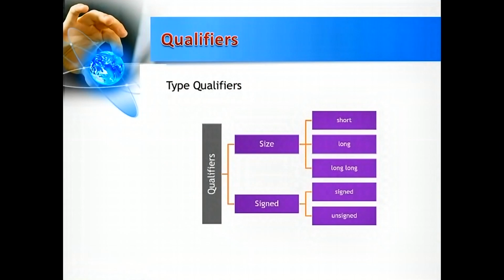Next is qualifier. Qualifiers are measured in two different ways. According to size, there are three types of qualifier: short, long and long long. Short is used for a small range of data, long is for greater than short, and long long is for greater than long data. Sign describes the sign of the data, that means negative or positive. So a qualifier is a way of expressing additional information about any values or variables.